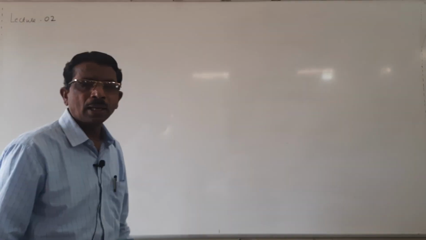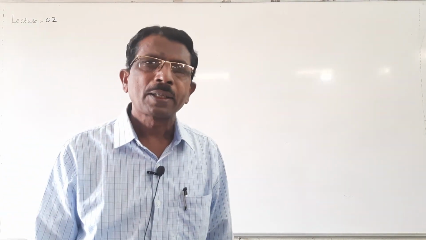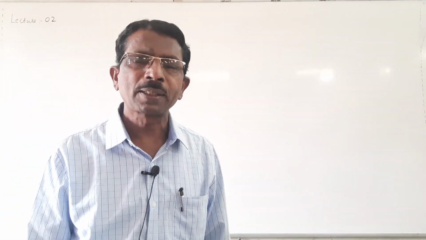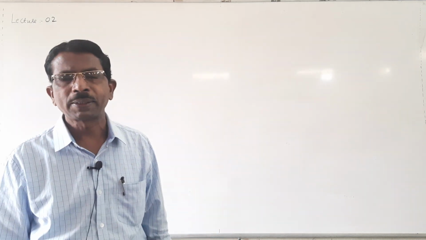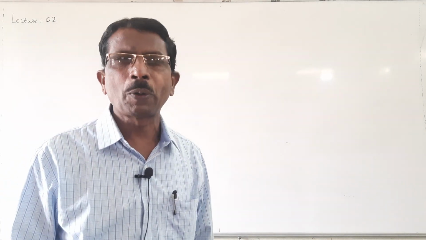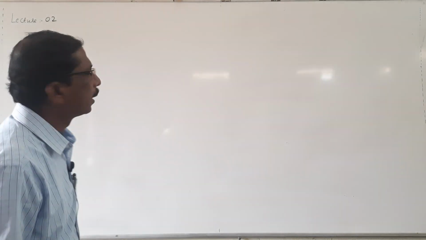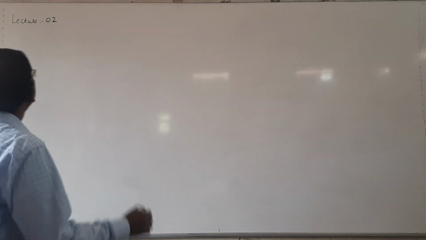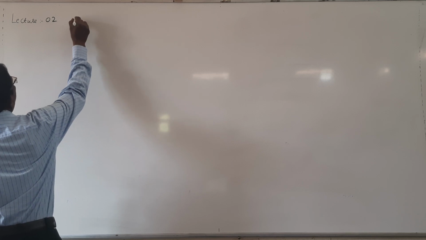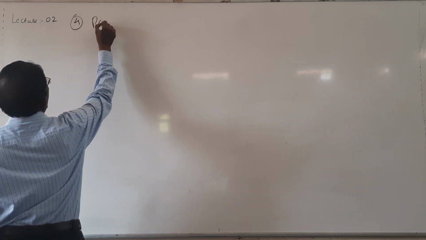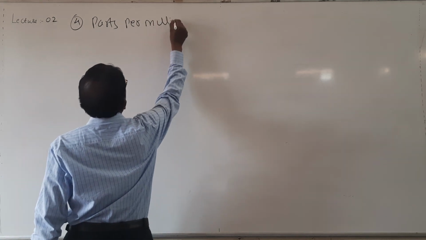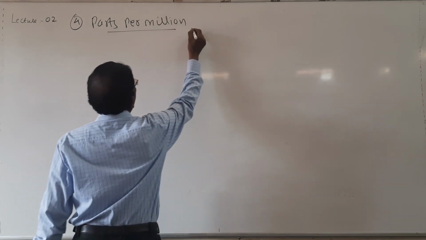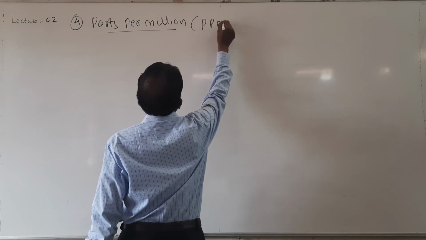So, yesterday I completed the units of expression up to mass by volume percentage, and today we will discuss the fourth one, that is parts per million. It is also called ppm.